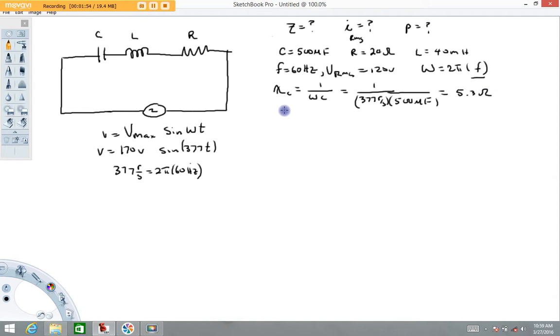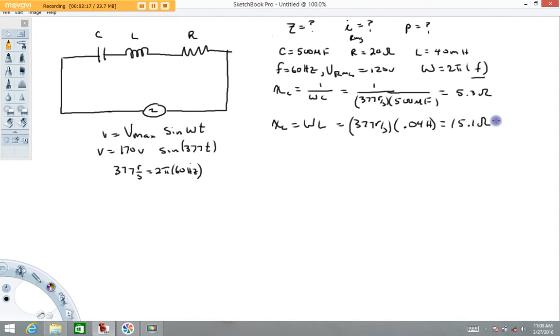The reactance of the inductor, X sub L, is equal to omega L. That's going to be 377 rad per second times our inductance, which is 40 millihenry in this example. That's 0.04 henries. And when we run that, I get 15.1 ohms.